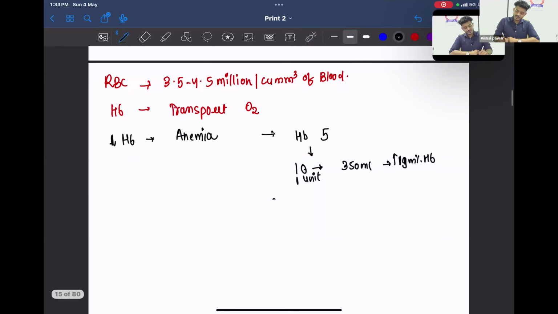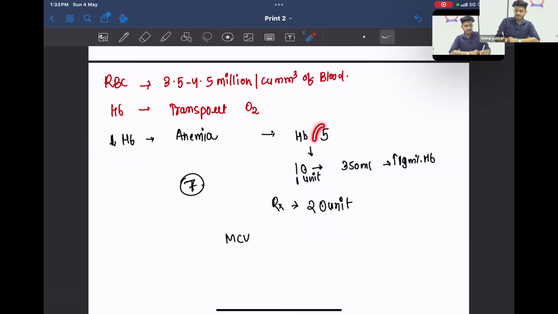We will be giving this patient 2 units of blood for the treatment, and then we are going to check for MCV, and then we are going to identify the cause. So 7 is the cutoff value. Basically, we give 2 units of blood, it will become 7. If this patient is having hemoglobin of 3, how many units of blood will we give? 4. Total makes it 7, right?